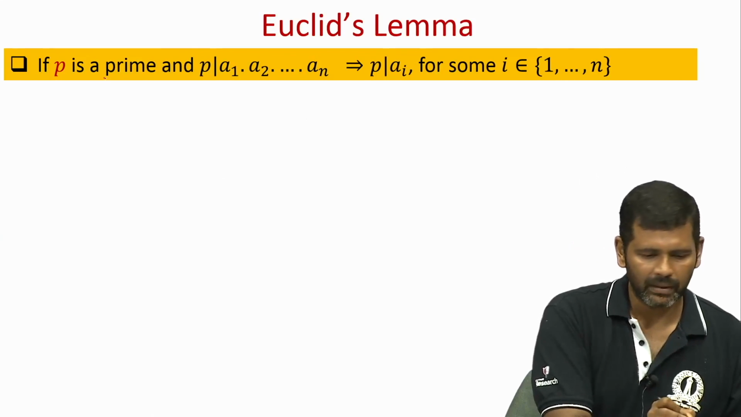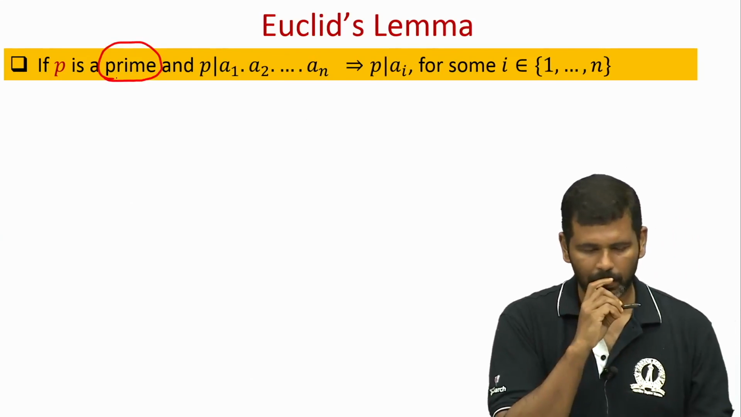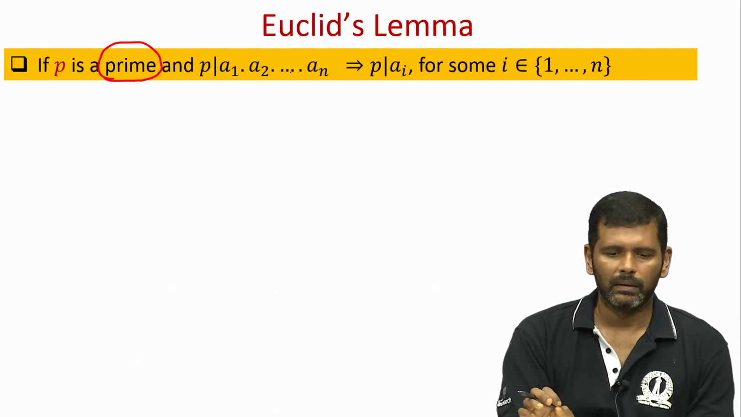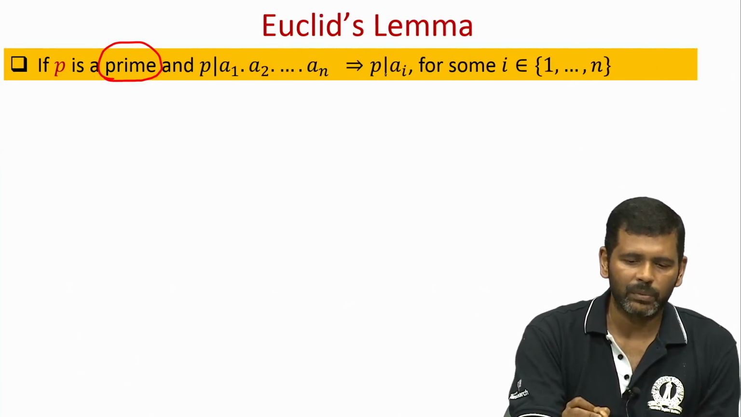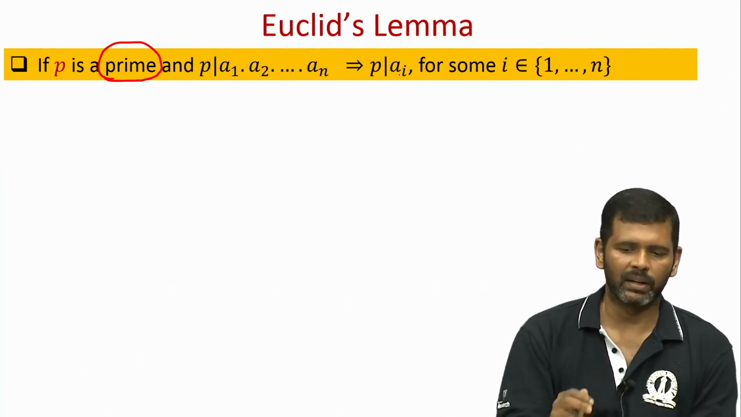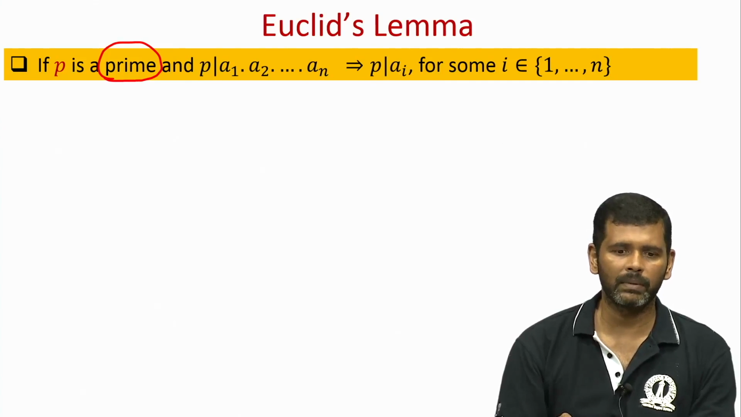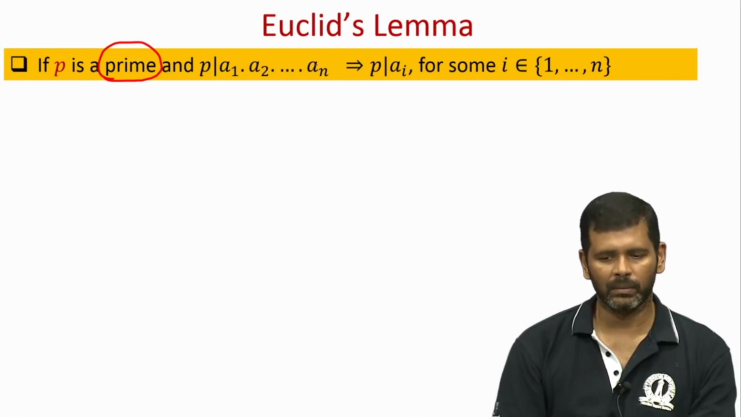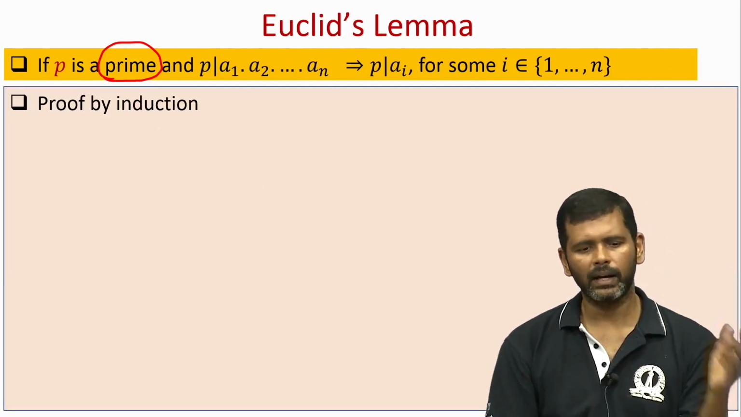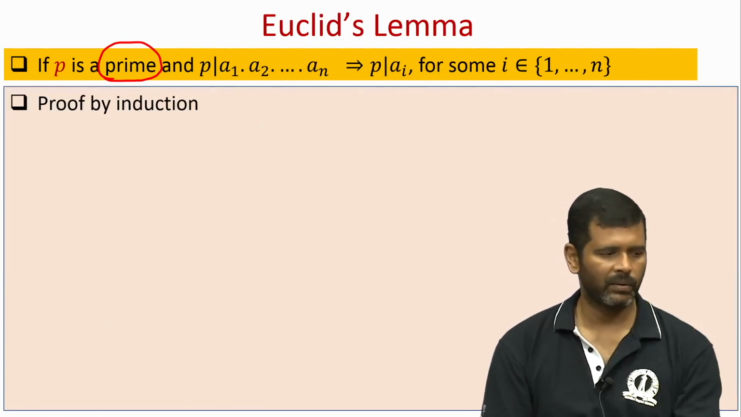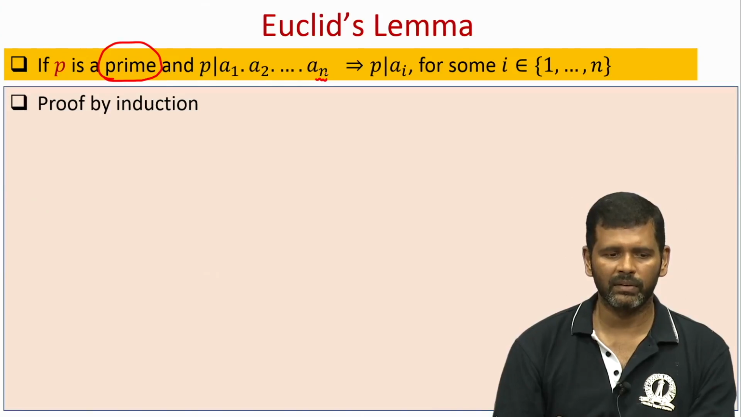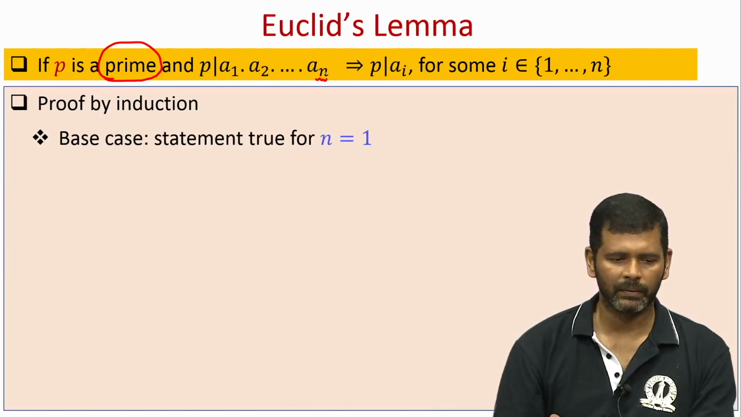It says that if p is a prime number and if it is given that p divides the product of n numbers, then definitely it has to be the case that p divides at least one of those n numbers. It can't be the case that p is a prime number and p does not divide a1, it does not divide a2, it does not divide an, but still it automatically divides the product of those n numbers. There are again multiple ways to prove this. I will prove it using induction, because it is convenient to prove it using induction since it is a universally quantified statement for all n.